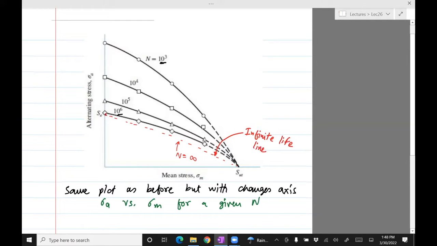It starts at the same point here, but it is a straight line. It's a straight line connecting SE to SUT. SE is on the y-axis and SUT is on the x-axis. Okay, this line is well known as the Goodman line.